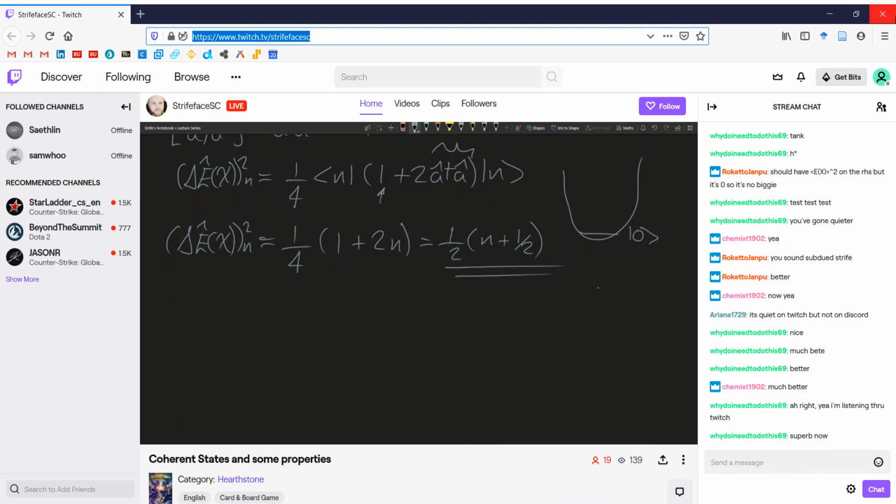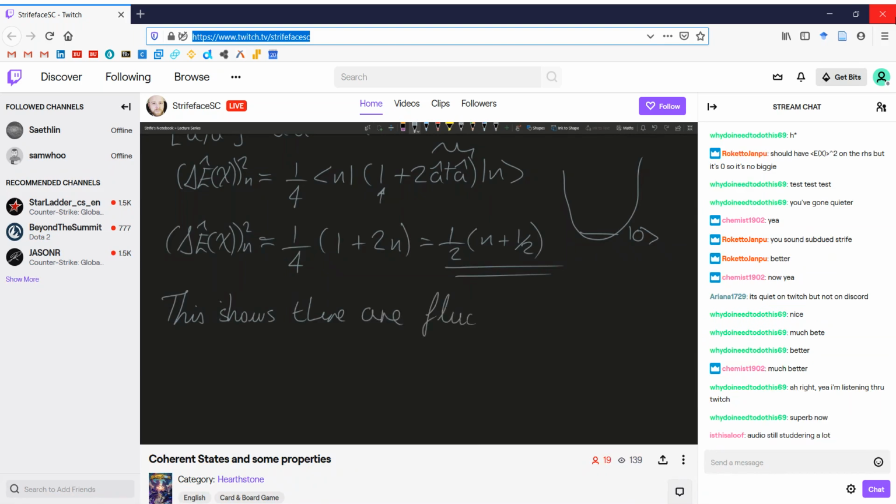So I think this highlights that we're actually working with a highly non-classical state. So maybe it's a little bit too far-fetched to pull in our electromagnetic wave that we're looking for. But I think this shows fluctuation, and it highlights that we're working with a non-classical state.